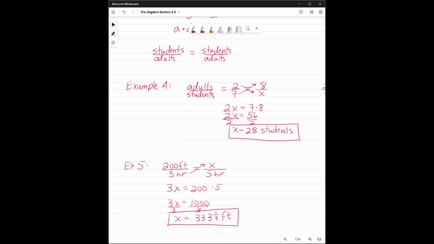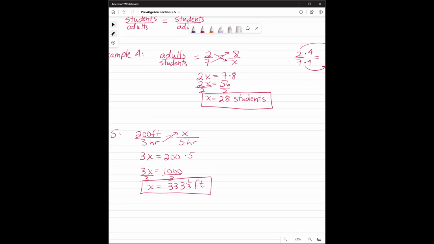I did the alternate method. They have the regular 200. So I set it using the rate, feet per hour. Yesterday in class, we learned that there are different ways you can set a proportion. There's the inverted method, and then there's the alternate method. So I kind of did the inverted, feet per hour equals feet per hour.